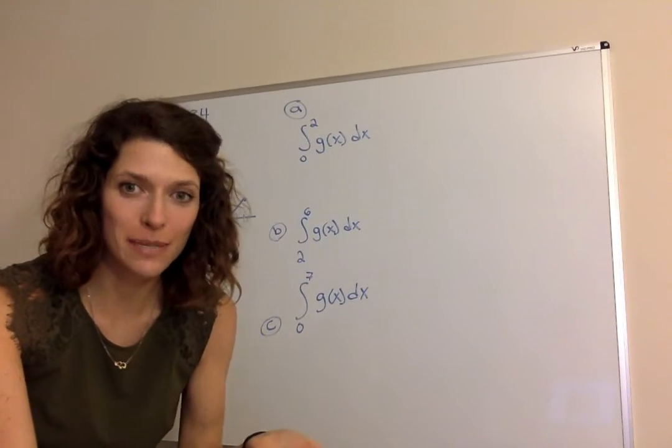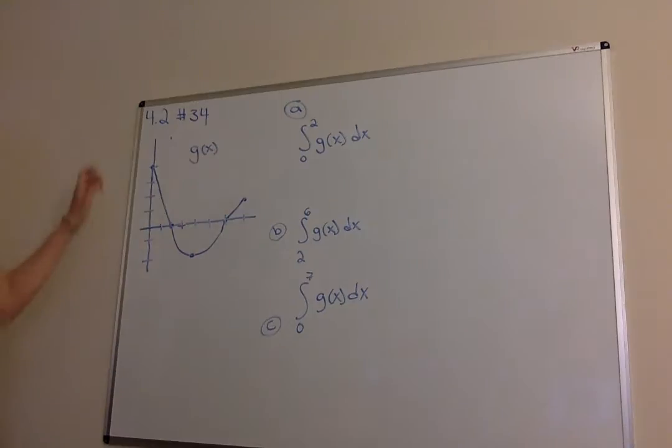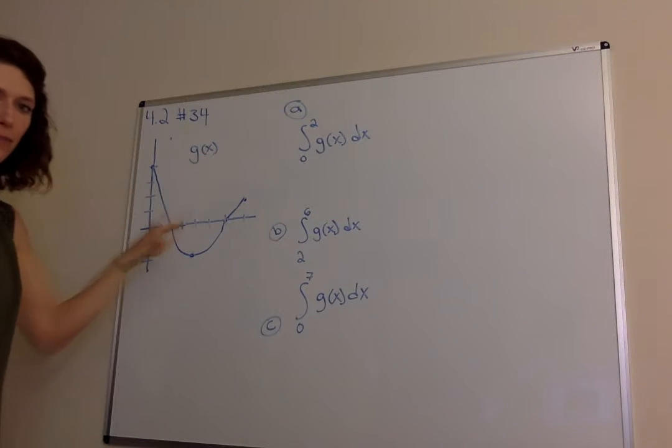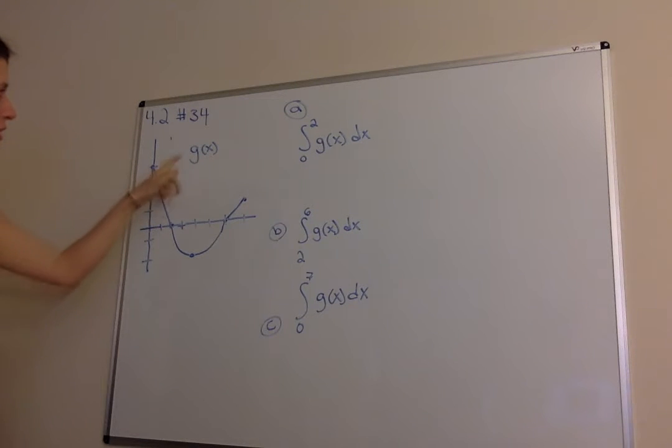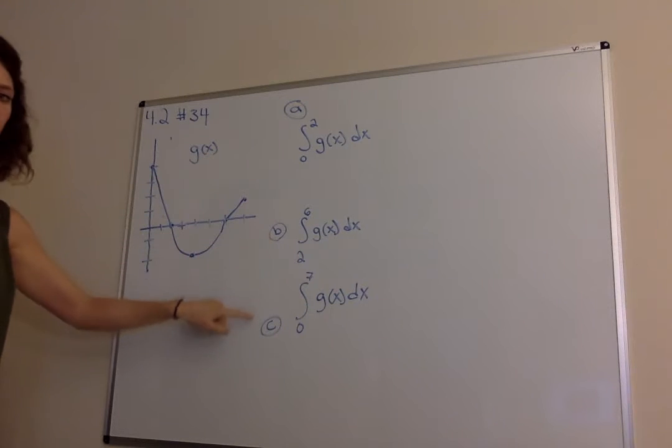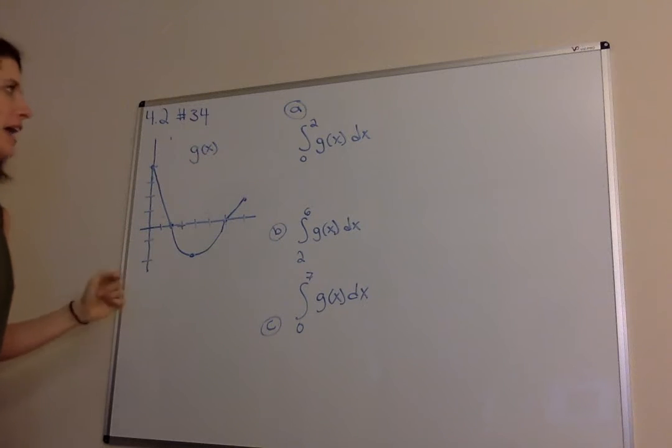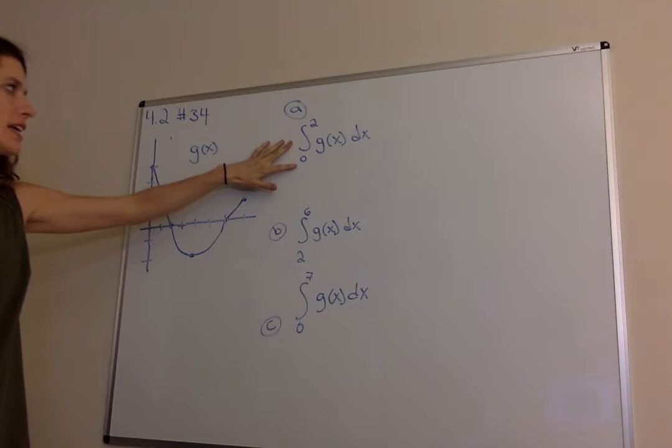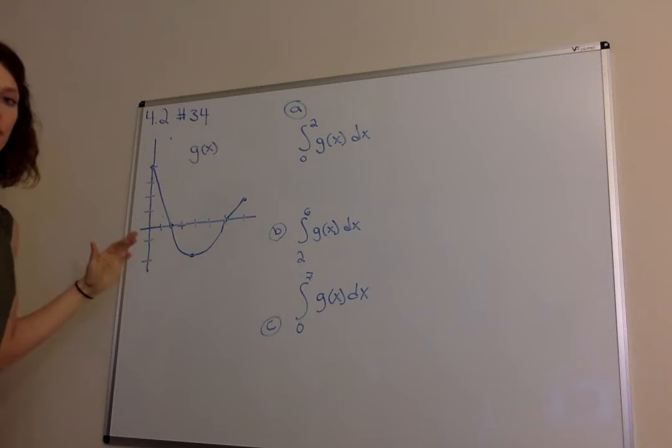So our next problem is number 34 in section 4.2. I would encourage you to look this problem up in your book so you can get a better picture. You're given a picture of the graph of a function g of x, and you're asked to compute a couple of different integrals. You need to remember that there is a connection between the definite integral and the area under the curve.